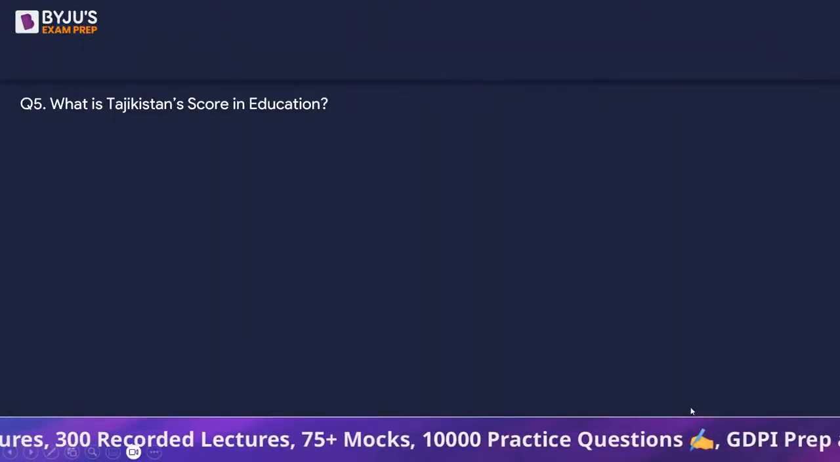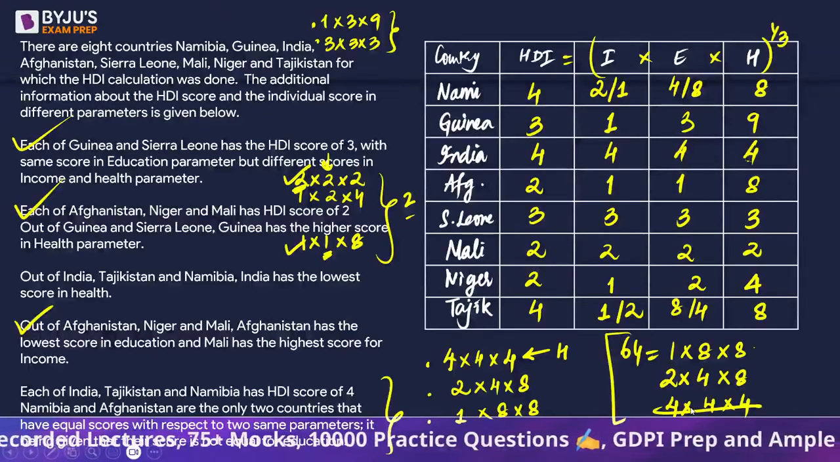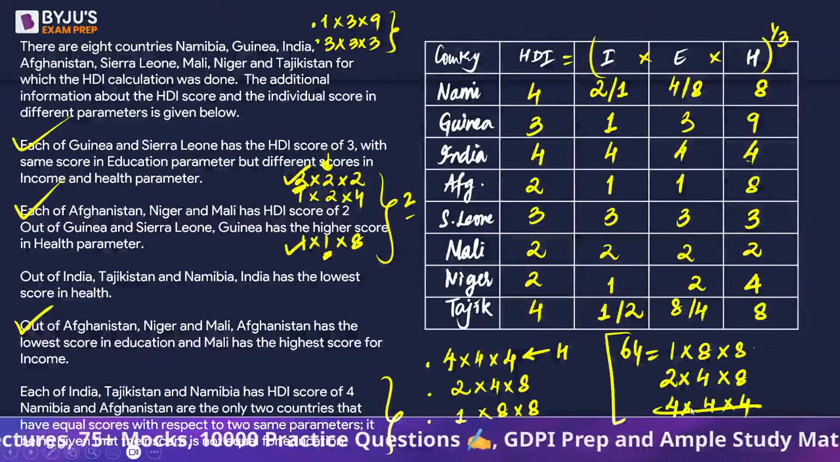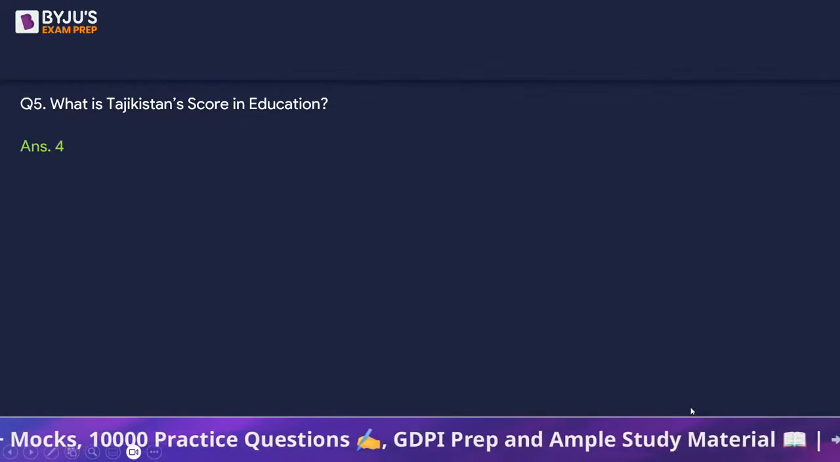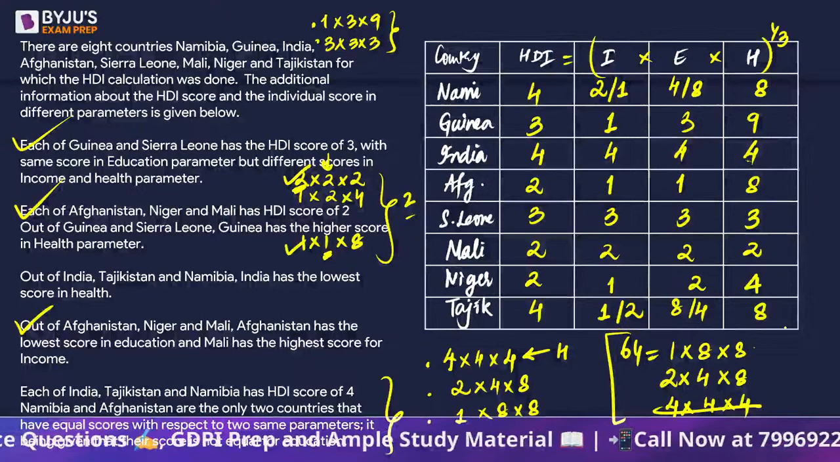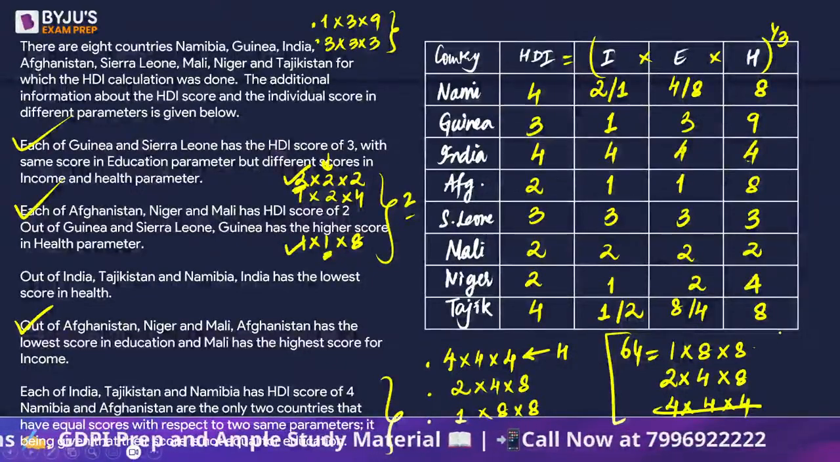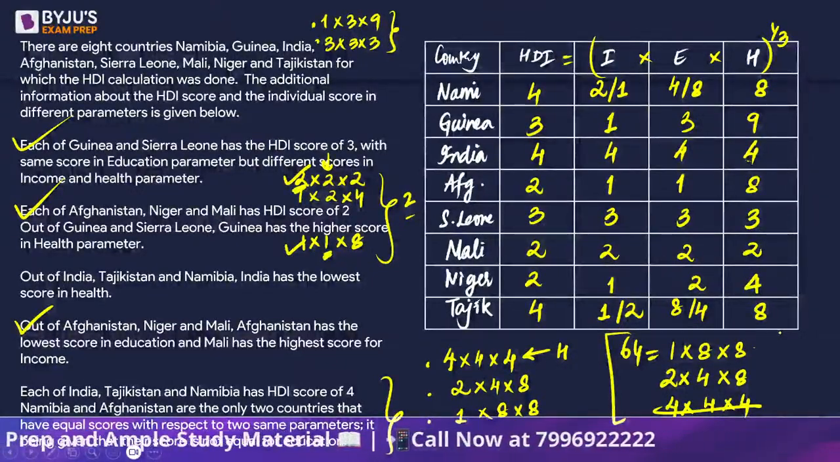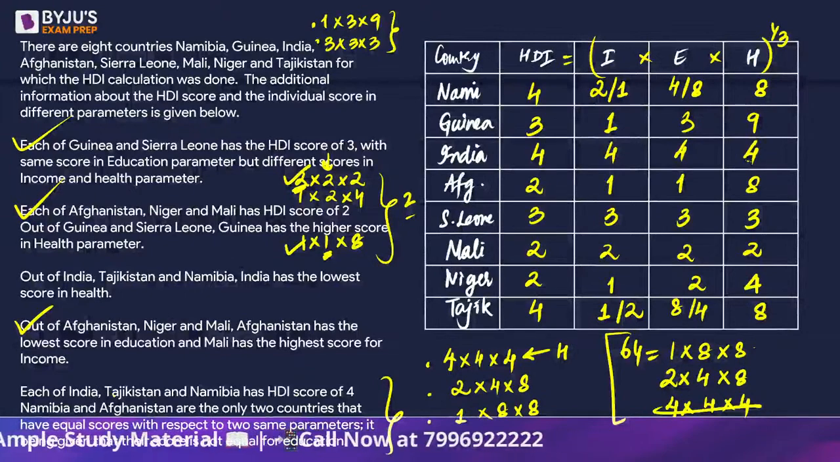Okay, let's look at the question. What is Tajikistan's score in education? Tajikistan's score in education could be 4 or 8. Let's see what the answer is. It says 4. So if it's 4, it's going to be 2, 4 and 8. If it's going to be 2, 4 and 8, so that means it was.